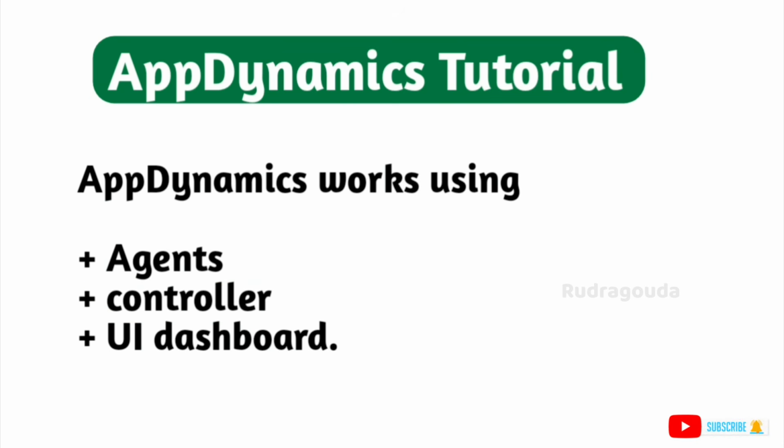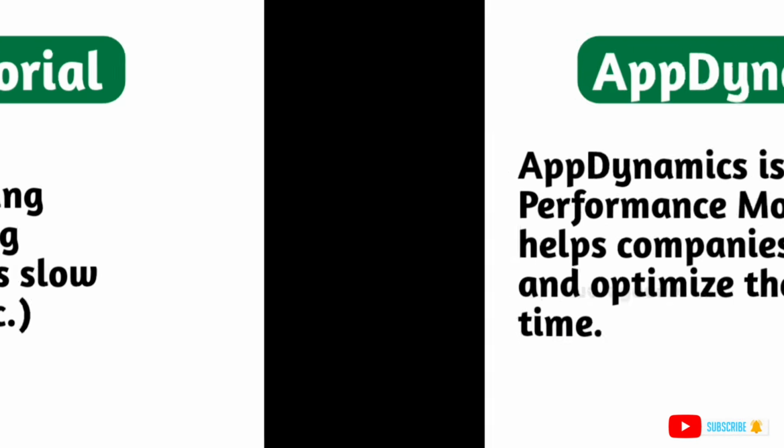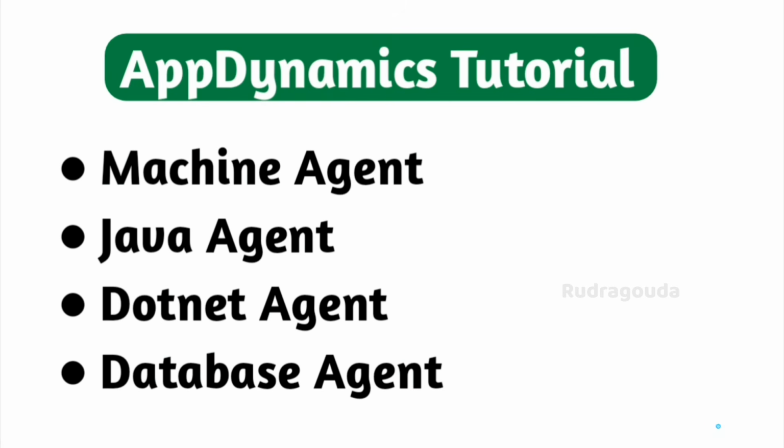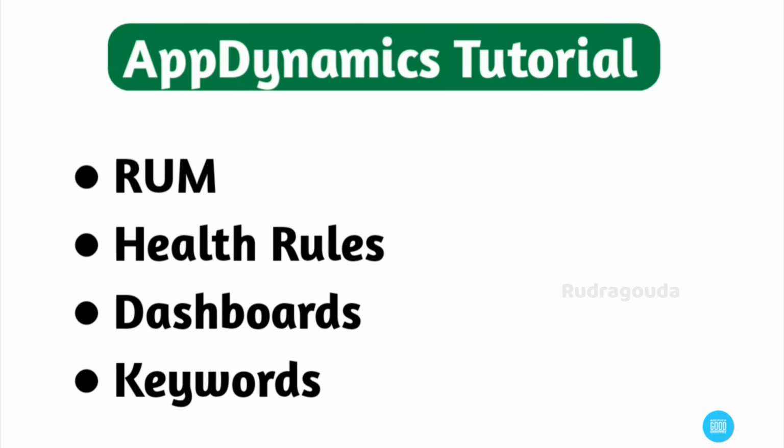So what are the different agents in the case of Appdynamics? Here is the list that I am going to cover in this video. First, we'll cover the machine agent. Then we'll talk about the Java agent, how to instrument a Java application, right? Then we'll talk about the .NET agent, and finally the database agent. Once we cover all the information with respect to the agents, then we'll go for real user monitoring. In short, we call it RUM.